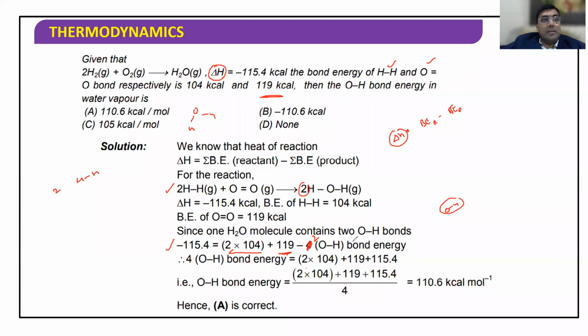Sir, but there are two H2O molecules. 2 H2 plus O2 gives 2 H2O, right? 2 H2O molecules means 4 OH bonds. 4 is required, na? That's why it is divided by 4. You take 4 OH because 2 H2O molecules are given. Yeah, that's right. So these things you have to be very careful.